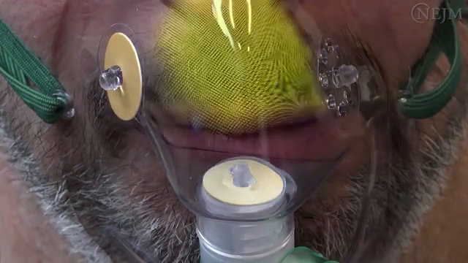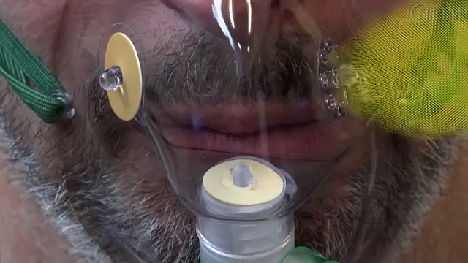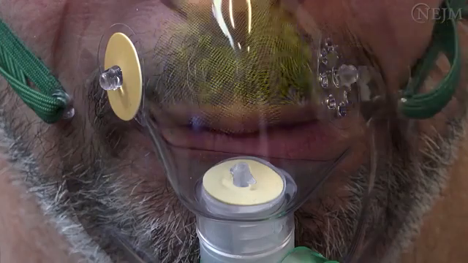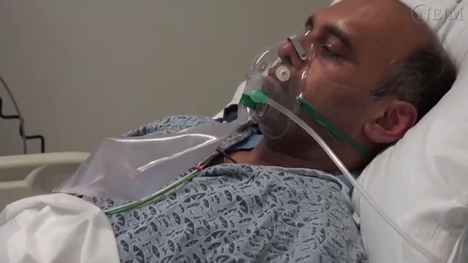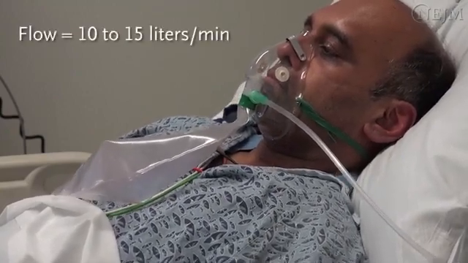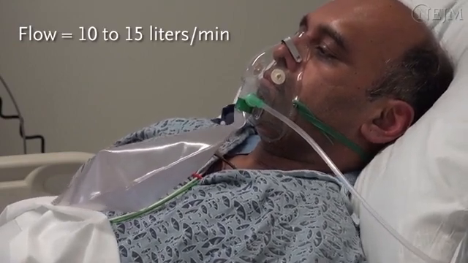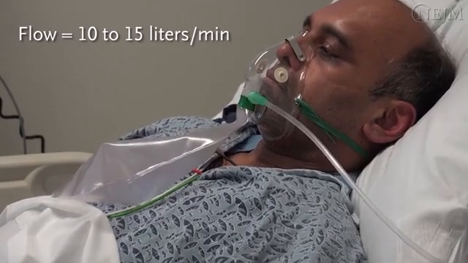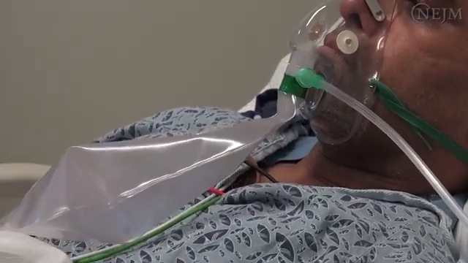Typically, non-rebreather masks are equipped with a valve on only one vent, allowing the flow of ambient air through the valveless vent. When oxygen is administered through a non-rebreather face mask, the flow should be set at 10 to 15 liters per minute, and the patient should be monitored closely to ensure adequate fresh gas flow from the reservoir, particularly if the mask is fitted with 2 unidirectional side valves.